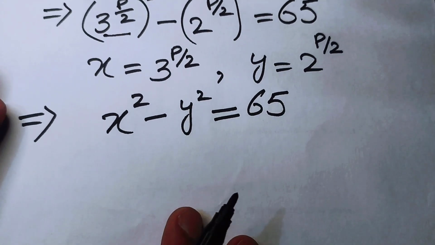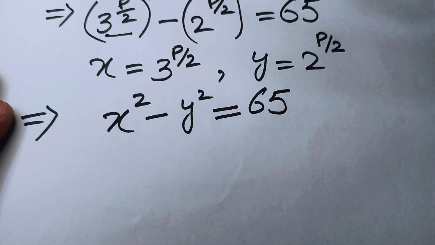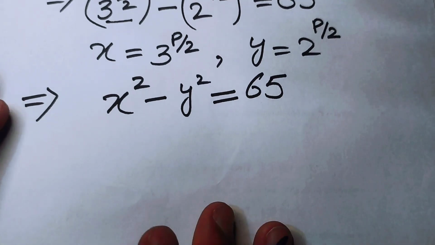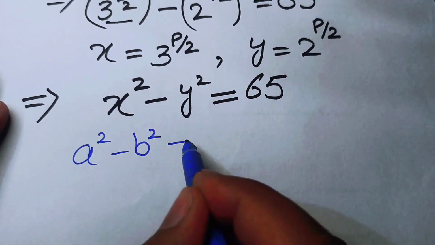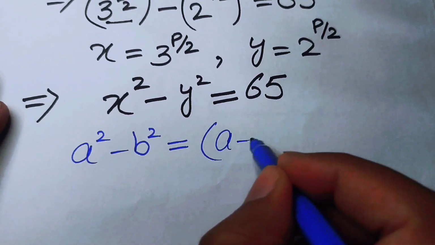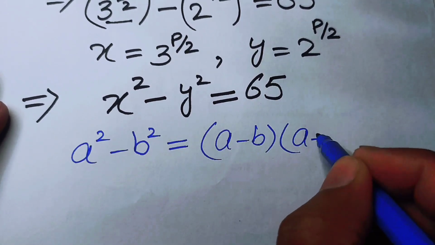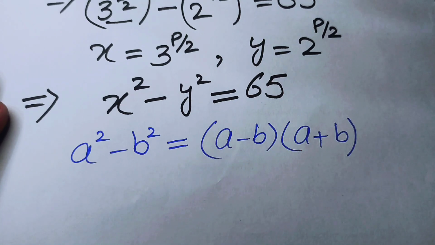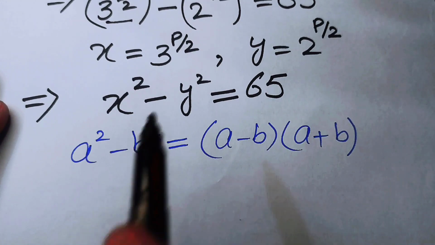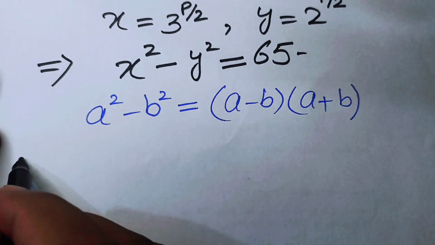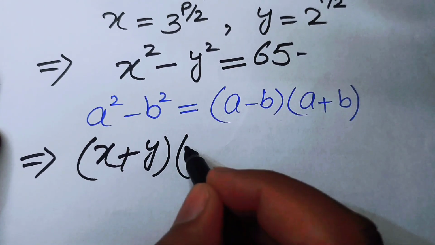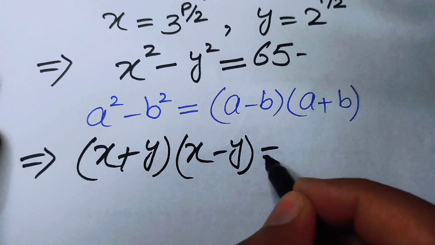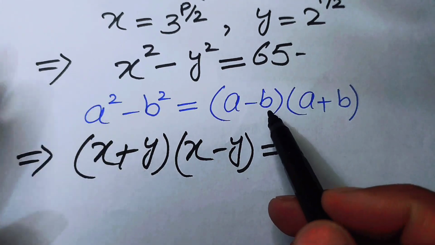And after that we will apply the nice square identity. You know about this identity: if we have a square minus b square, it is equal to a minus b times a plus b. So now I can apply this identity on the left hand side of this equation, so that it becomes x plus y times x minus y is equal to 65.